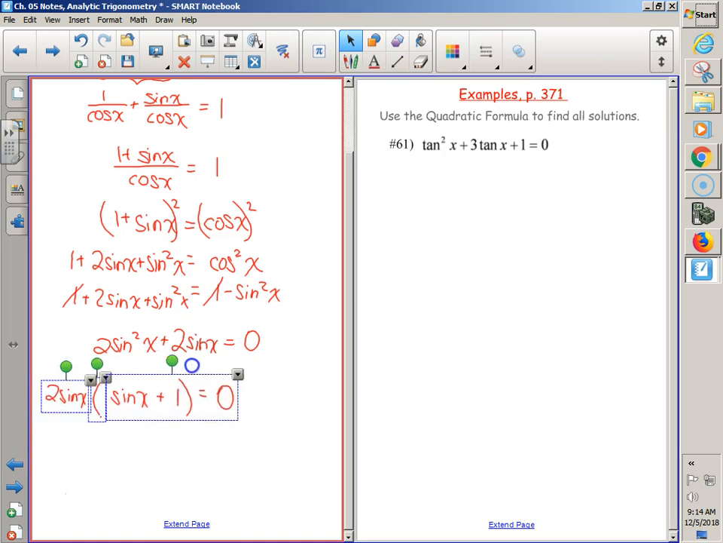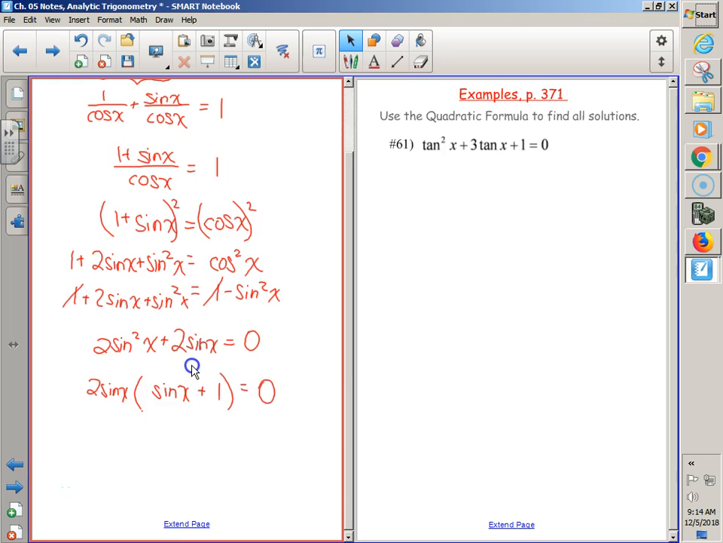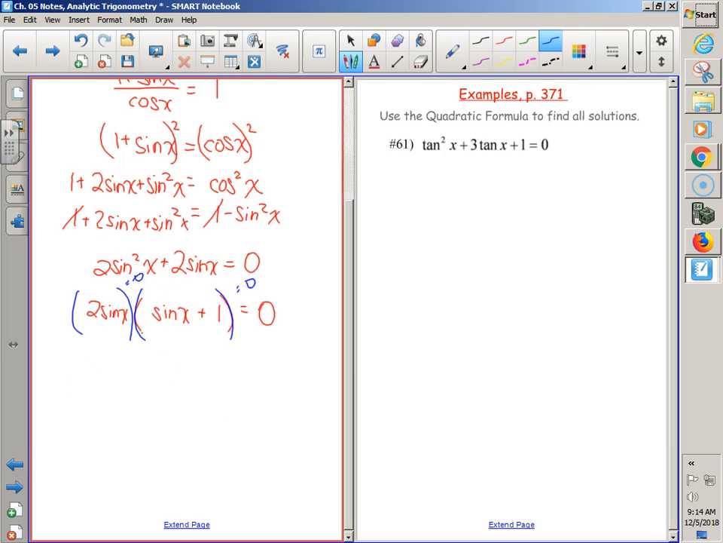Yesterday I was like, don't be afraid of factors. We like factors, because what can you do with factors when they're equal to 0? Set each one. Remember factors? We don't mind those. Factors are okay. Set each one equal to 0. So then I either get, dividing both sides by 2, sine of x equals 0, or subtracting 1, sine of x equals negative 1.